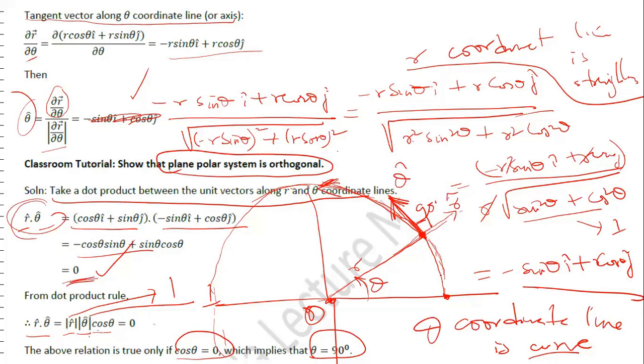Now, if you increase your theta value like this, you are moving to this point. When you come to this point, your r axis is along this direction. So if you take a tangent, this is your r coordinate axis. It's a straight line. If you take a tangent to this r coordinate axis and divide the tangent by the magnitude, then you will get your unit vector r cap here, like this.